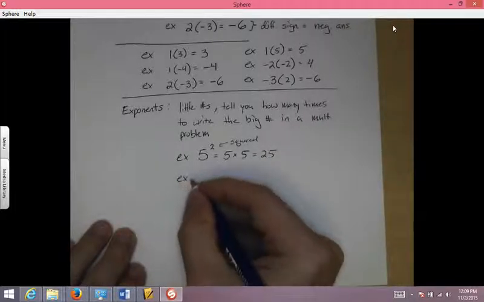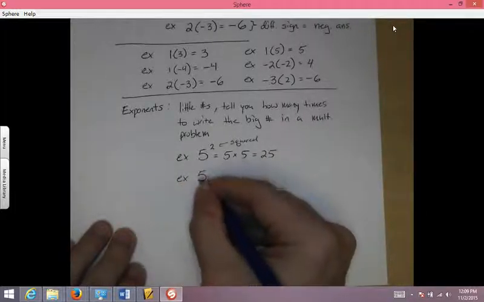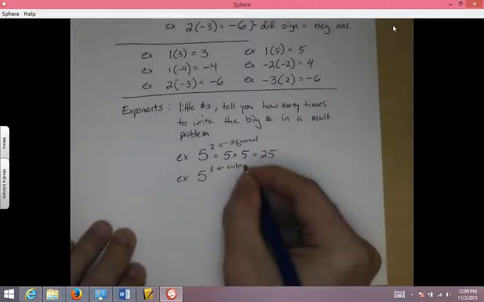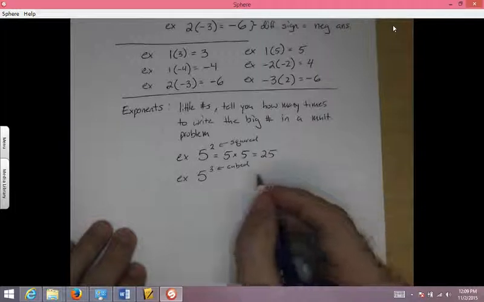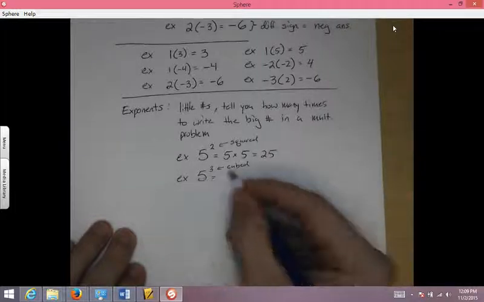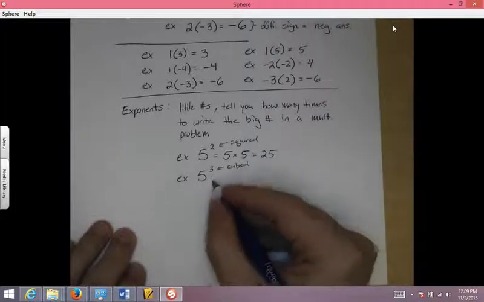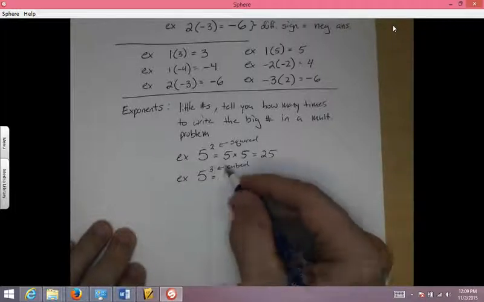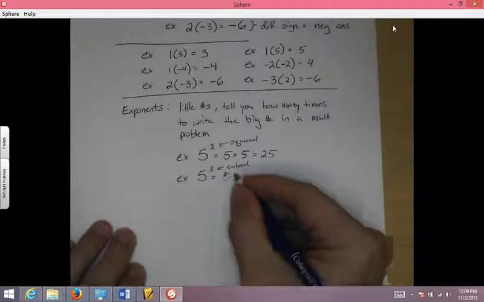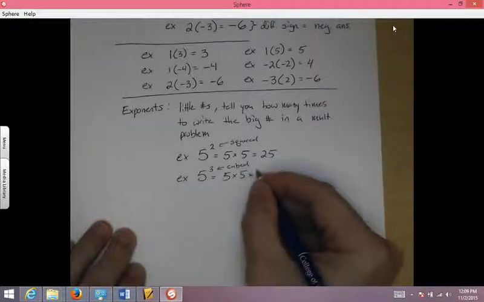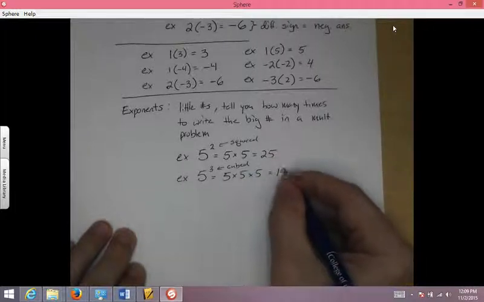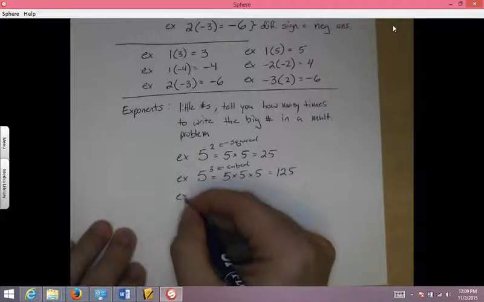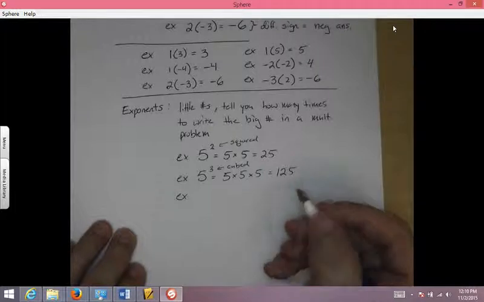Next, 5 cubed. And again, I'll explain that fancy name cubed in a different section. Don't worry about it for now. You can say 5 to the power of 3, that's fine. How many times do you think I'm going to write my 5 here? 3 times, you're right, because of that little 3. So 5 times 5 times 5. And that equals 125.